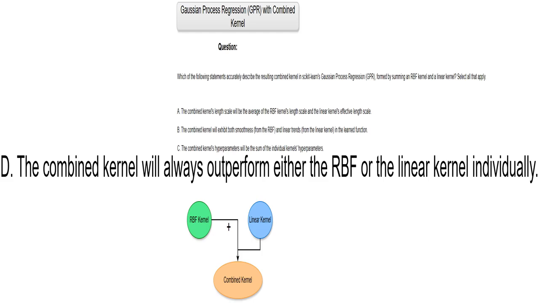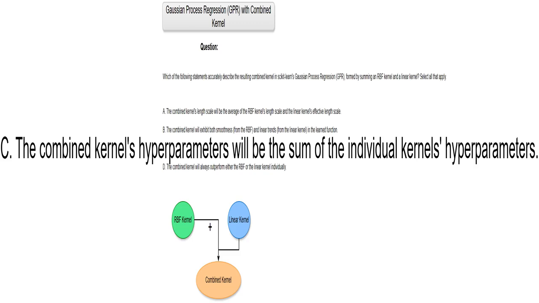This is incorrect. While often a combination improves performance, there's no guarantee. The best performing kernel depends on the specifics of the dataset. This is wrong. I don't simply add the hyperparameters together. Instead, the model finds the best values for each kernel's hyperparameters separately during the learning process.